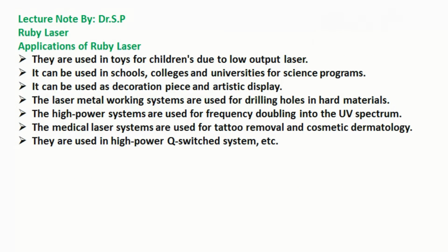The applications of ruby laser are: they are used in toys for children due to low output laser. It can be used in schools, colleges, and universities for science programs. It can be used as decoration piece and artistic display. The laser metal working systems are used for drilling holes in hard materials. The high power systems are used for frequency doubling into the ultraviolet UV spectrum. And the medical laser systems are used for tattoo removal and cosmetic dermatology. They are used in high power Q-switched systems, etc.